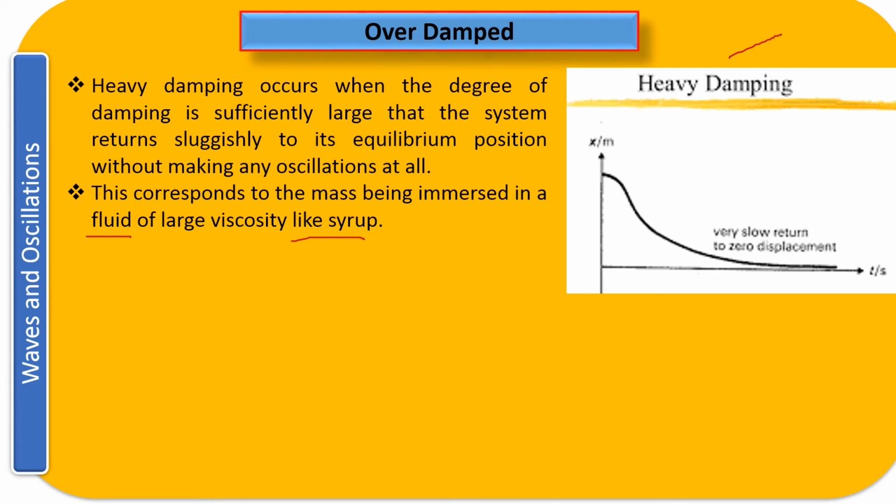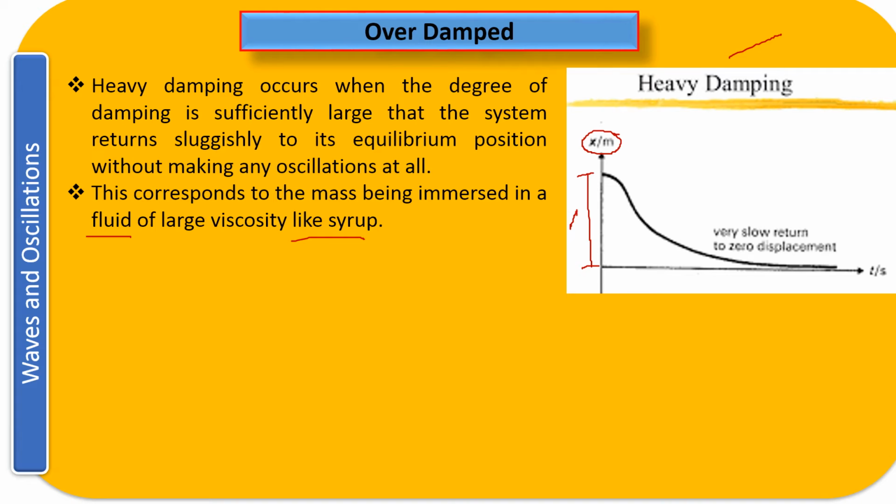In case of the overdamp, let us suppose this is your initial amplitude, and the initial amplitude I am saying will be x by m. I will explain how I have taken x by m, maybe in the case of forced oscillations. Forget it.